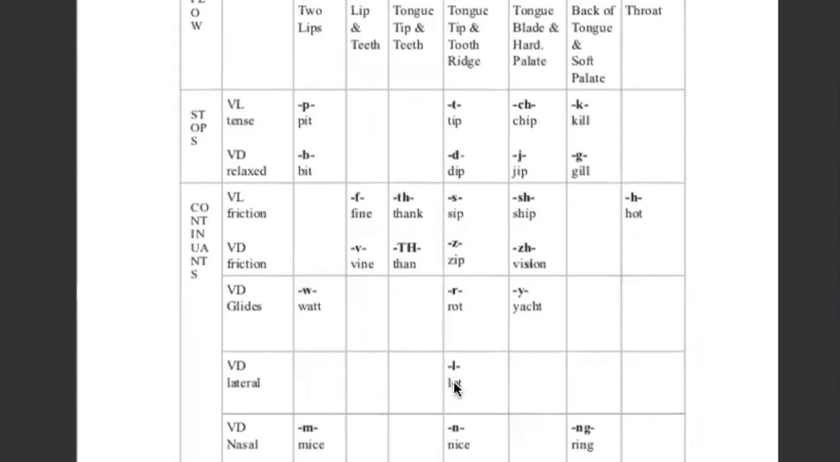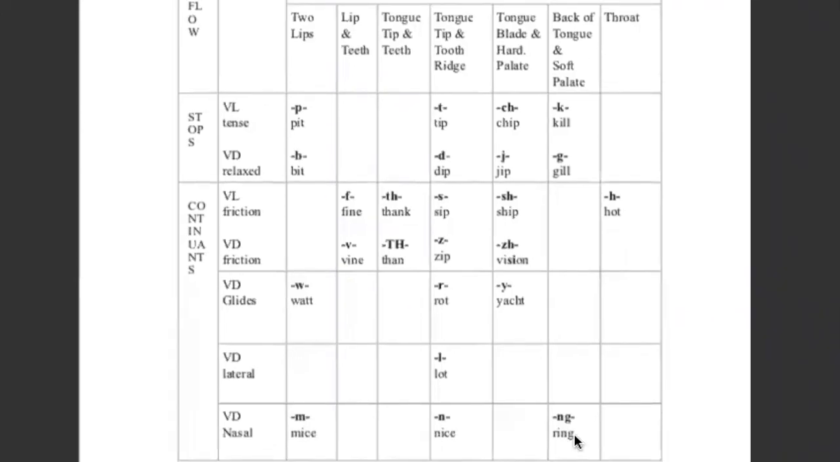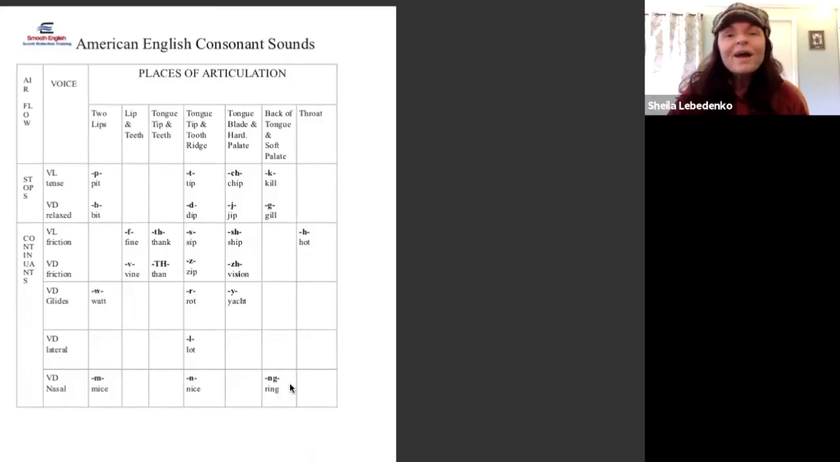And we have lot, where I use the front of my tongue, but I use a broadened tip, and the air goes around the tongue. And then we have the nasals, M, which uses two lips, and the air comes out the nose. N, which uses the tongue and tooth ridge. Air comes out the nose. Nice. And finally, NG, from ring, which uses the back of the tongue and the soft palate. Okay, I hope this helps you understand the consonant sounds.